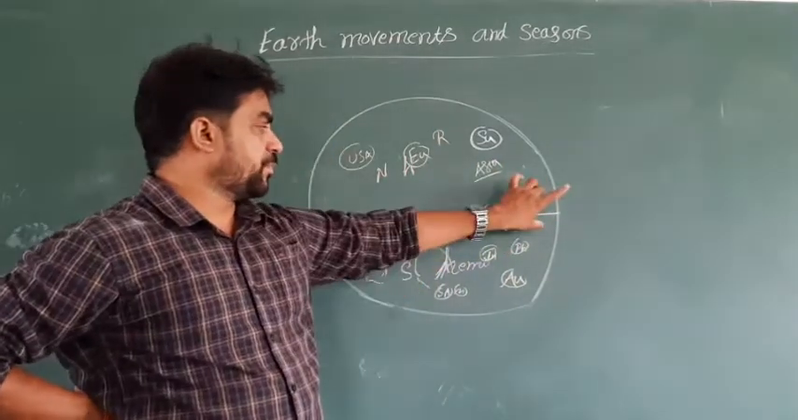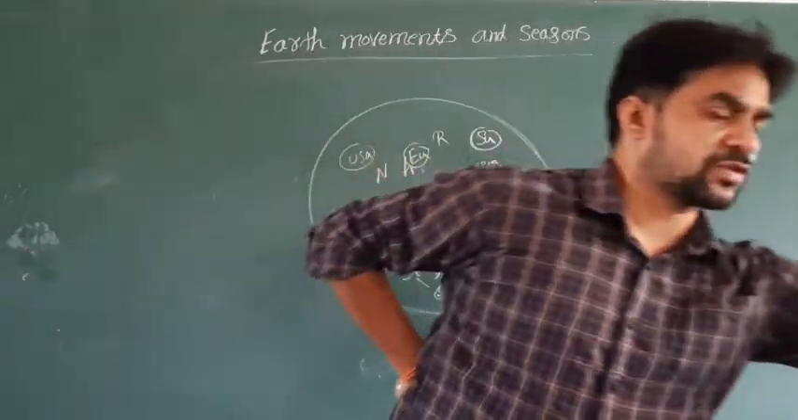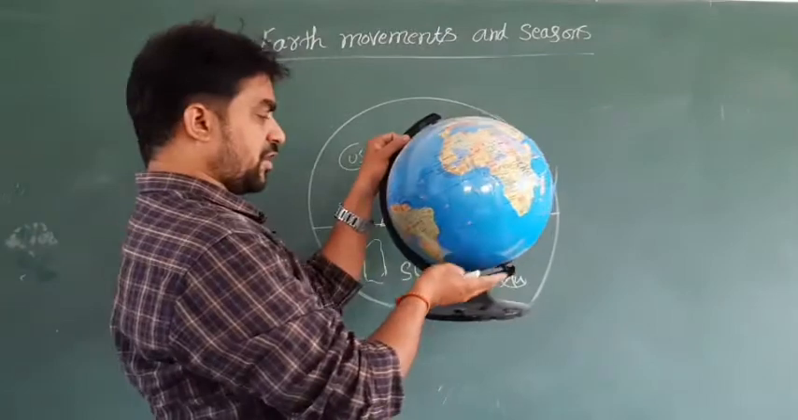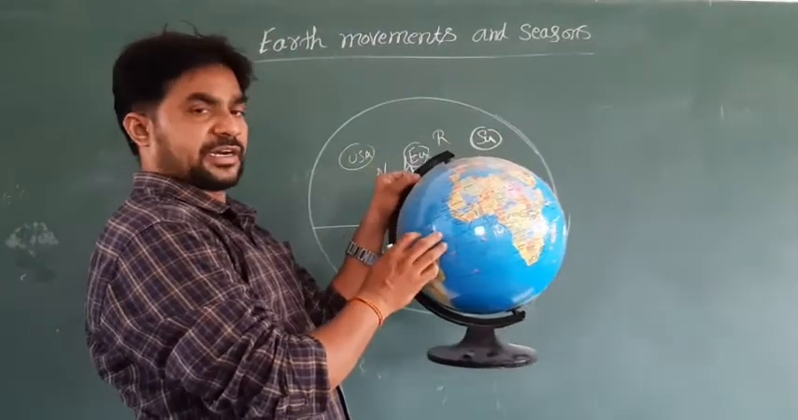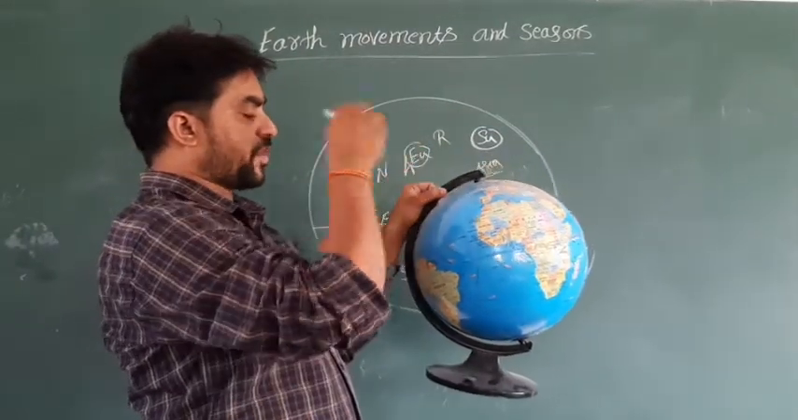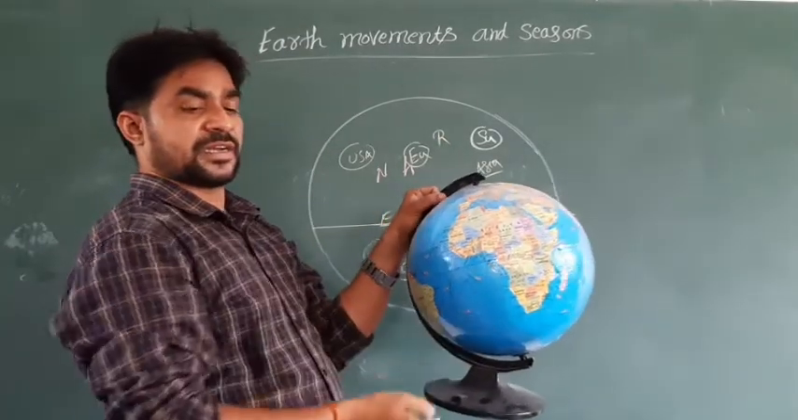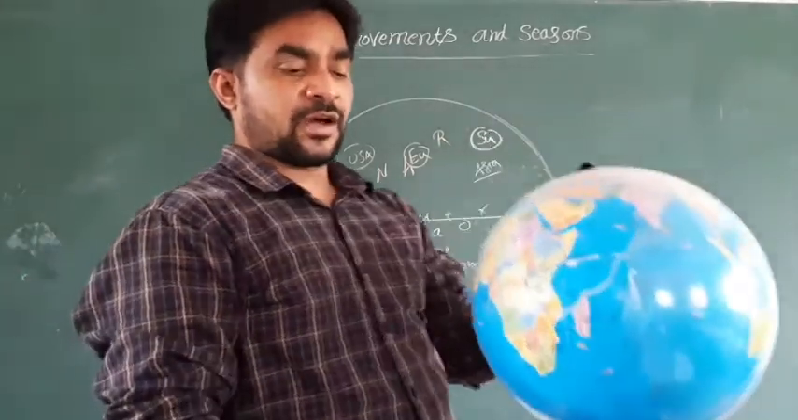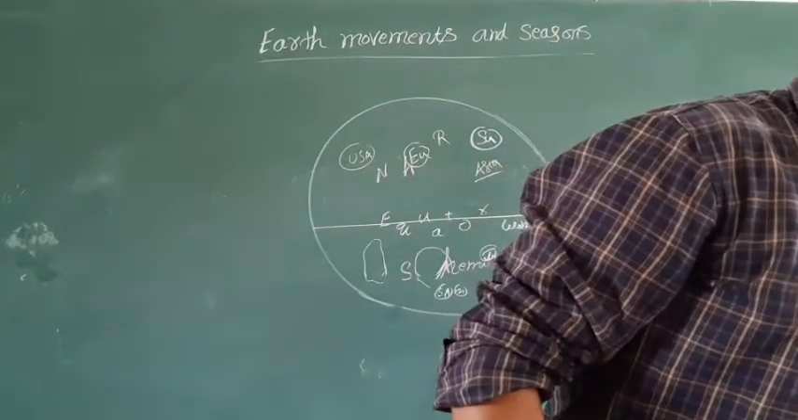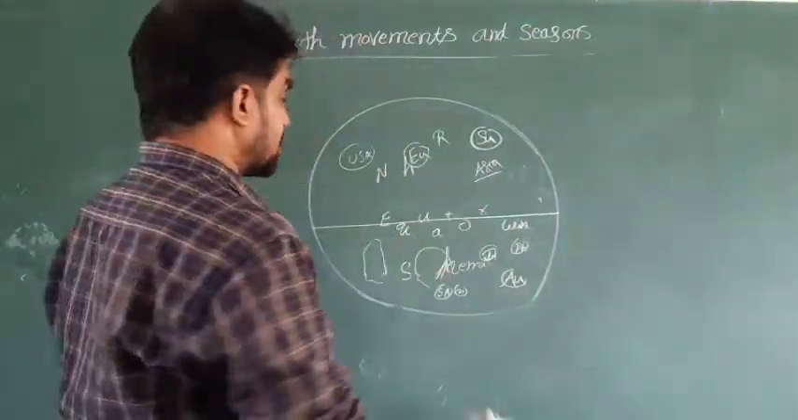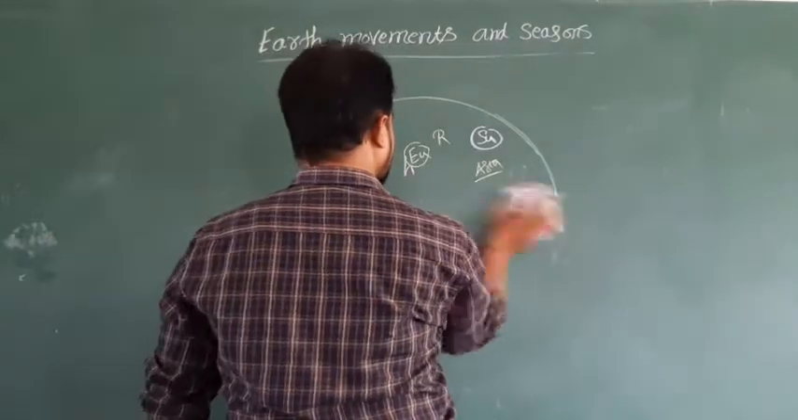So we know this is called a globe. Below the equator we have the southern countries, and above it we have the northern countries. Northern countries are different, southern countries are different. Now see first: what are the factors that affect the seasons?